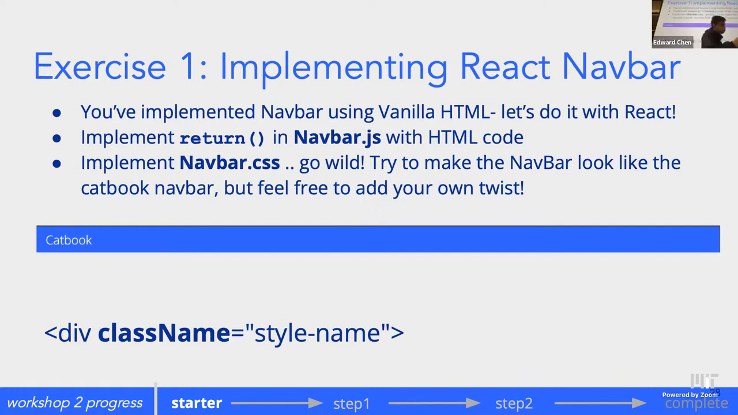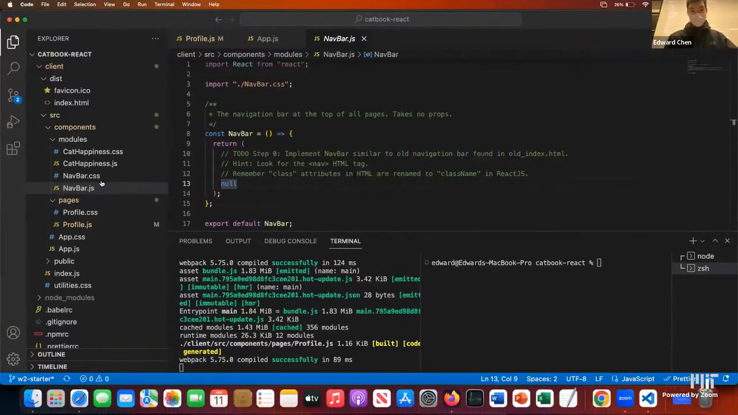Oh, we have a hand raised here. So go to your navbar.js file and fill this section under return with the code that you think is going to give you a navbar. And you can reference the workshop 0 code, but hint, you will need to make some modifications.